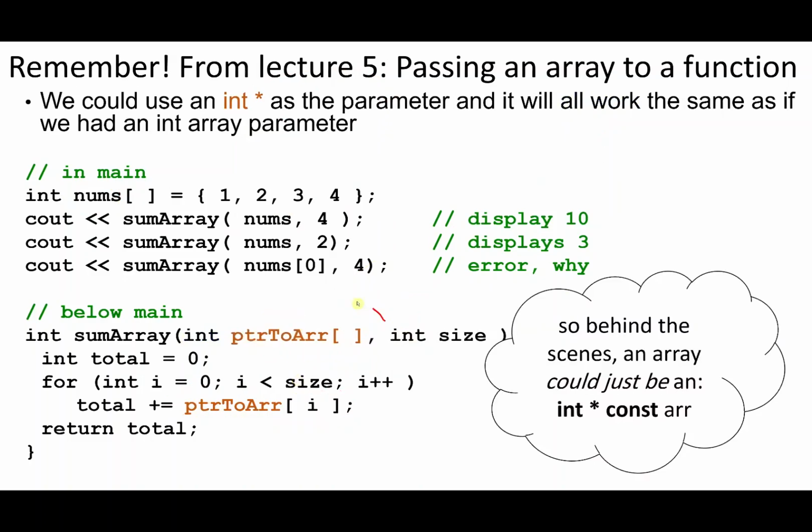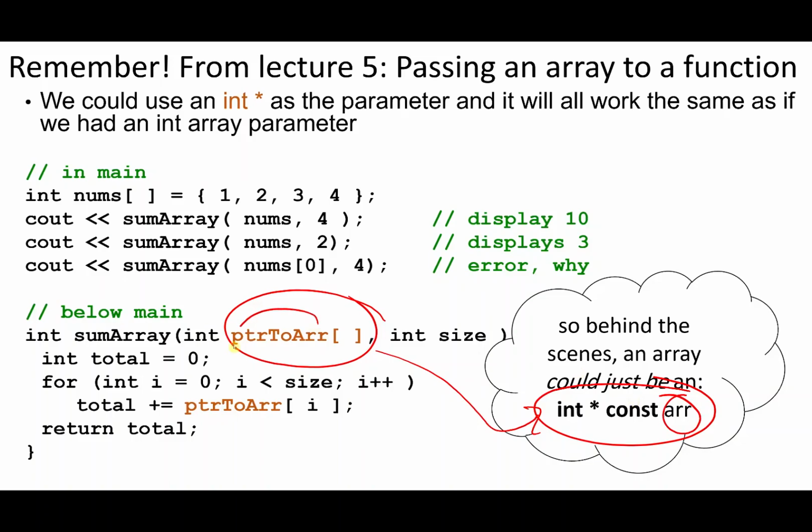And you can also do this, right? Because behind the scenes this is int asterisk const array. So array, this variable, cannot point to anything else. Same thing if we do this. And you can't change the data since there is no const. If you want to have const in here, then add const in here.